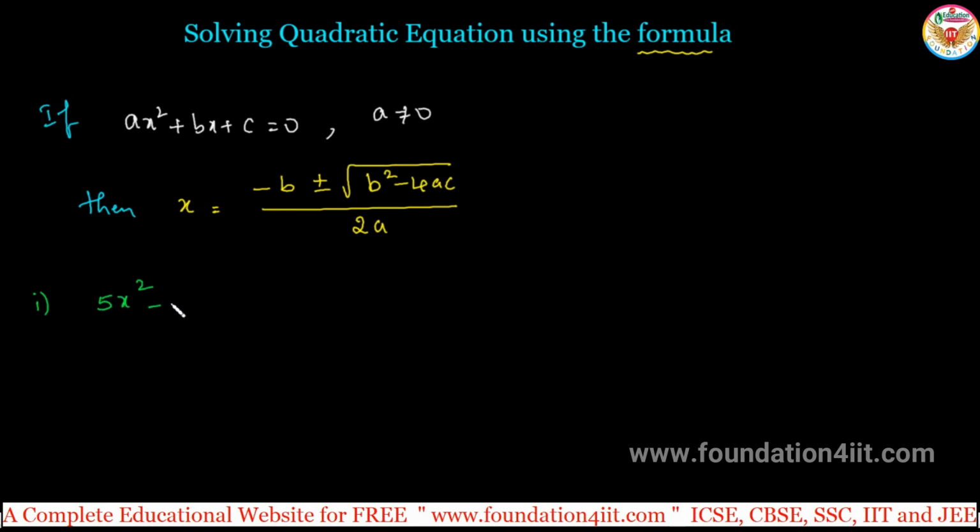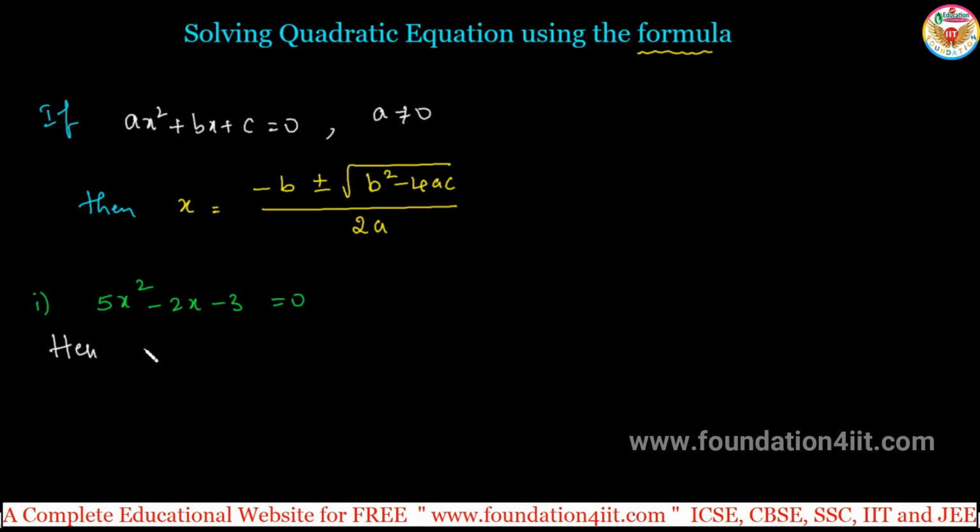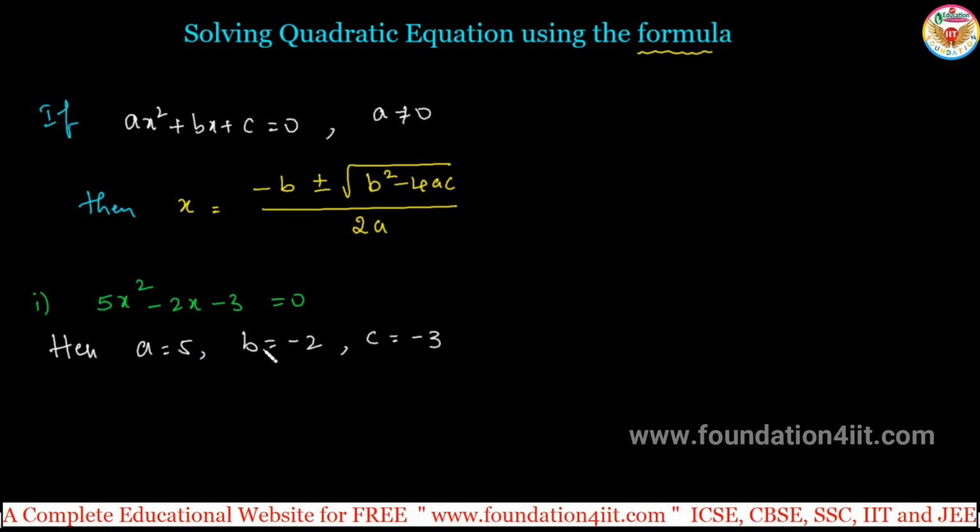5x square minus 2x minus 3 is equal to 0. Let us take this one. The given quadratic equation should be in general form first. So x square coefficient is 5. So here a is equal to 5 and b is equal to minus 2, c is equal to minus 3. Right? According to the formula, you can apply this. Let me do this side.